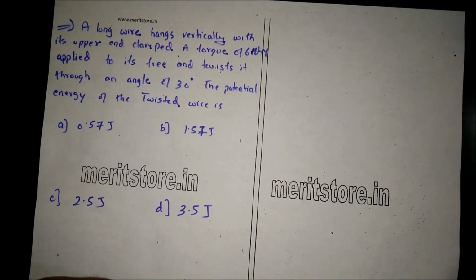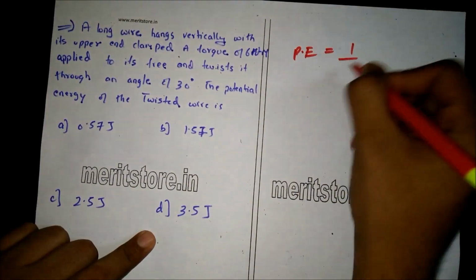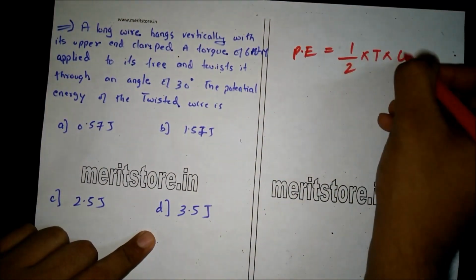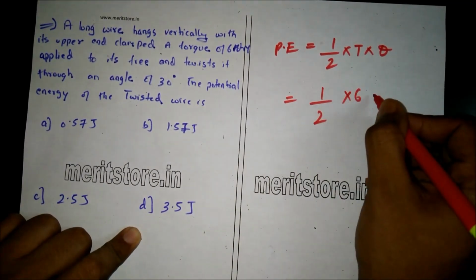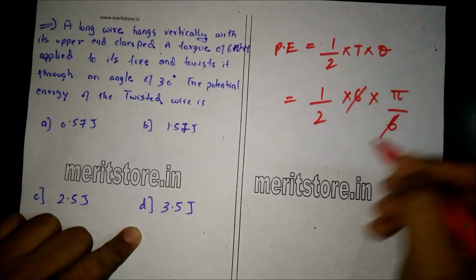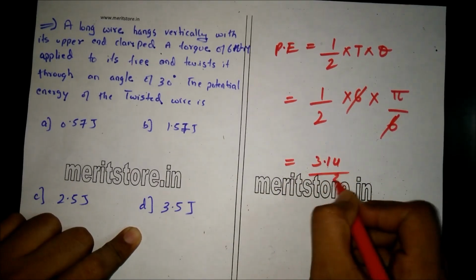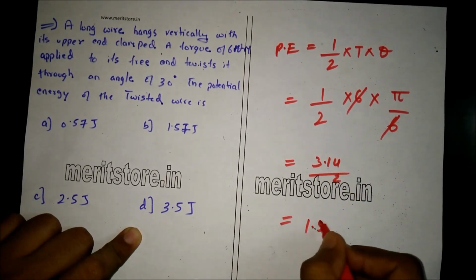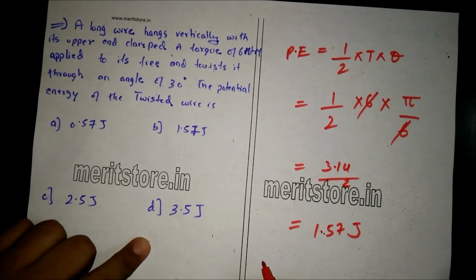Now here the potential energy PE will be given as half into the torque applied into the angle theta. So here the torque applied is 6 and the angle is 30 degrees, which is pi by 6. Therefore 6 will get cancelled and pi upon 2 will be equal to 3.14 upon 2, which is 1.57 joules, which is option B. So here the correct answer is option B.